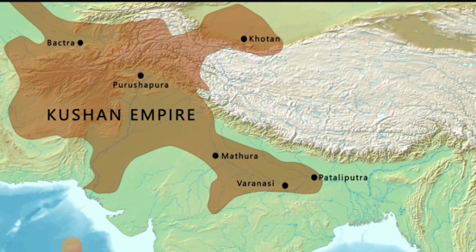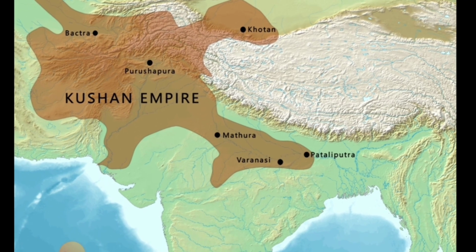See, this is the Indian subcontinent and this is the Kushan Empire. As you can see, these are some of the important cities of the Kushan Empire: Purushapura, Mathura, Varanasi, Patliputra, Khotan and Bactria. Purushapura is modern day Peshawar. So as you can see, this is the extension of the Kushan Empire.